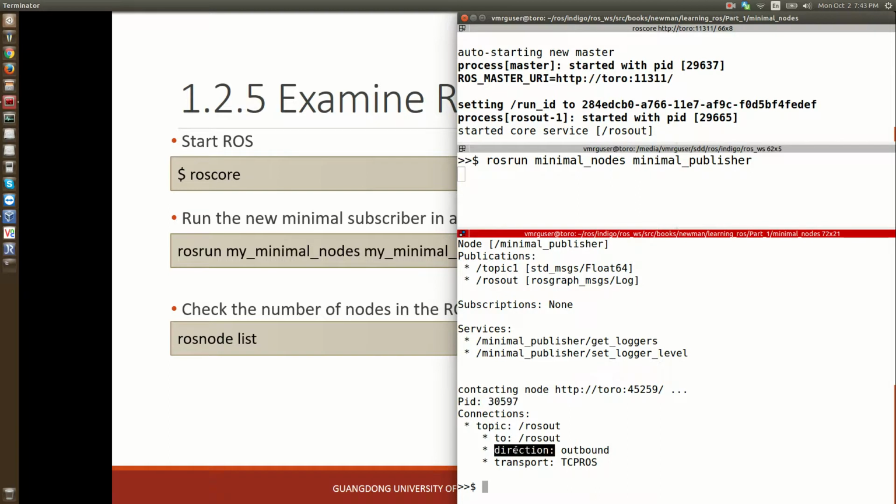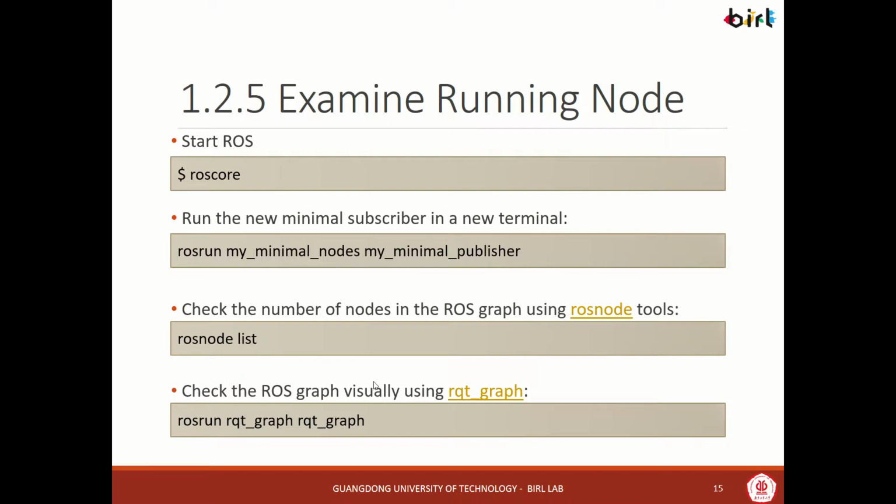And the topic 1 topic is going outbound, and it's using the TCP protocol to send that information out. Okay, so we're getting a lot of information there, and then if we want to look at how the ROS graph looks visually, we can use rqt_graph. Click on this link for more information.